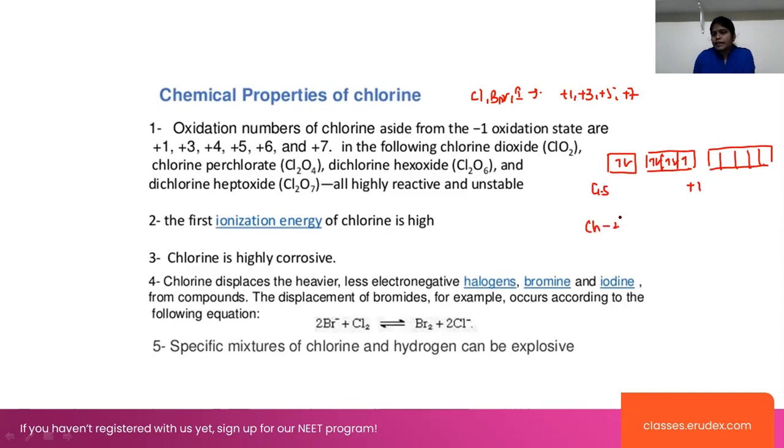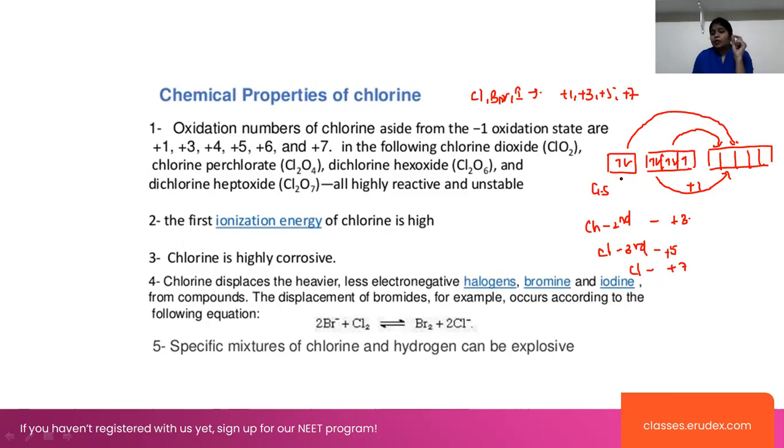Chlorine in the second excited state: one of the electrons is excited to the d orbital, so that it will exhibit the +3 oxidation state. Chlorine in the third excited state: one of the electrons will be excited to the d orbital, so this will be +5. Chlorine in the fourth excited state: then the electron is excited to the d orbital, so this will exhibit +7.